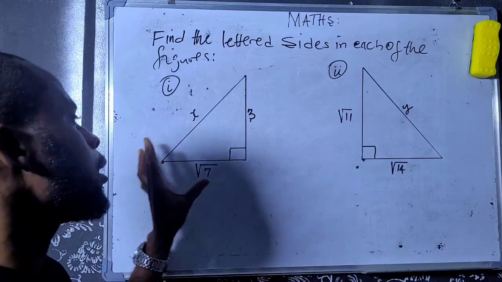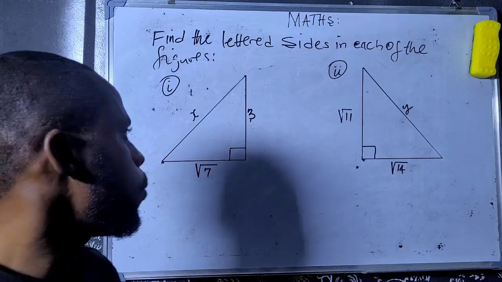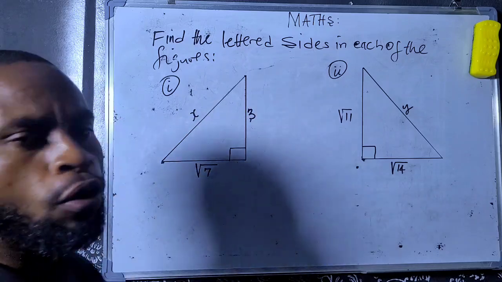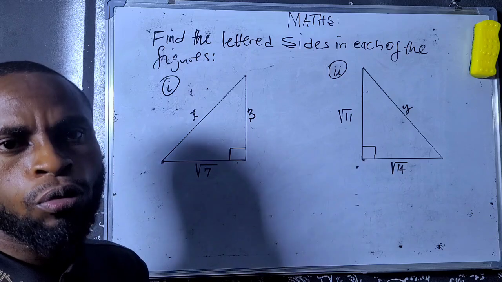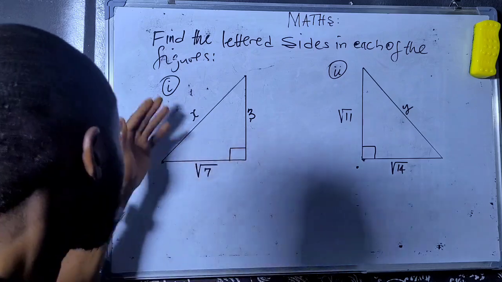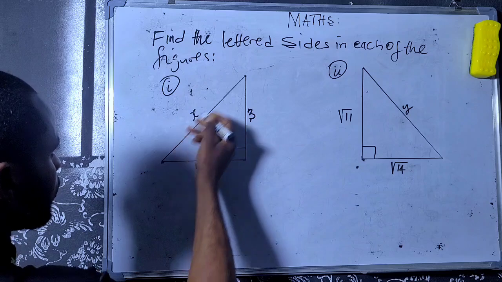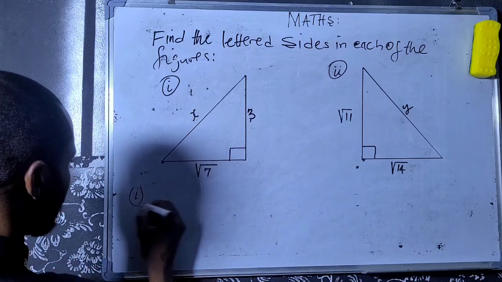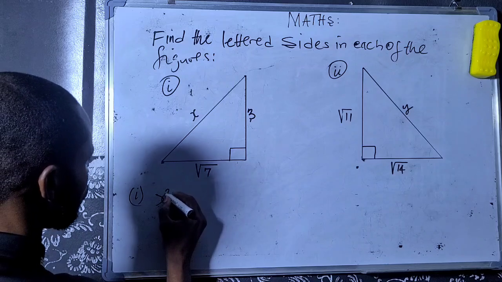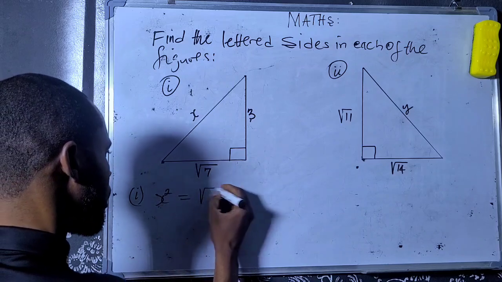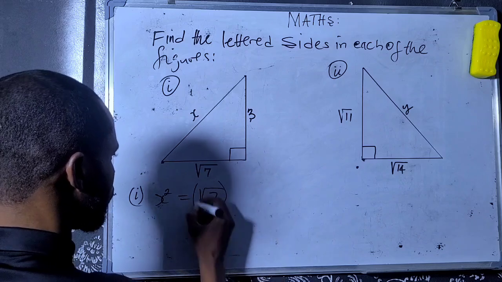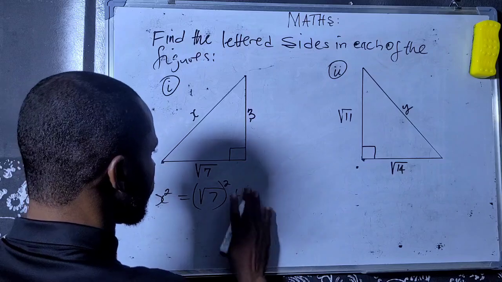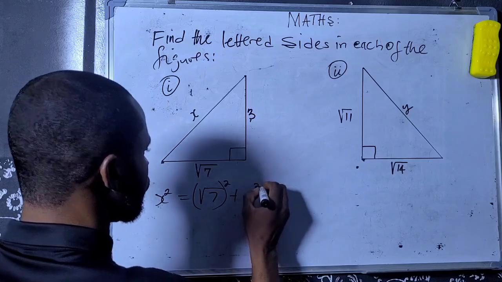Here, to apply the Pythagoras theorem, it states that the square of the hypotenuse, that is the square of the longest side, is equal to the sum of the squares of the two adjacent sides. That is, in figure 1 here, the longest side is the side labeled x, which is the hypotenuse. So x squared equals the square of this side, which is square root of 7 raised to the power of 2, plus 3 raised to the power of 2.